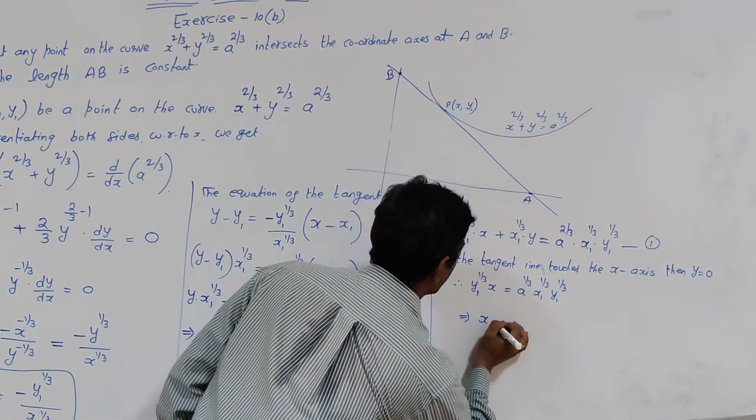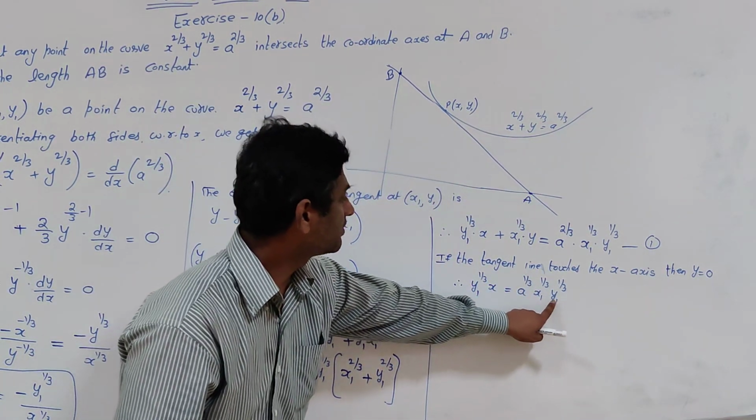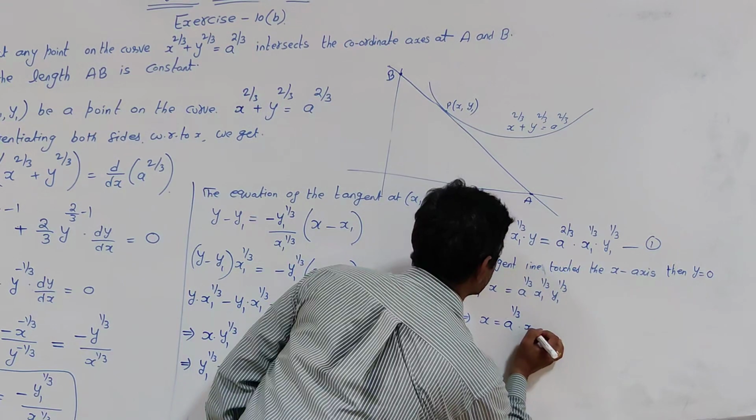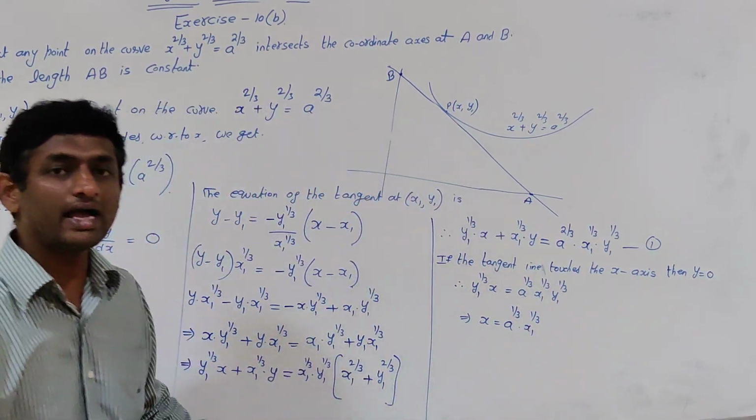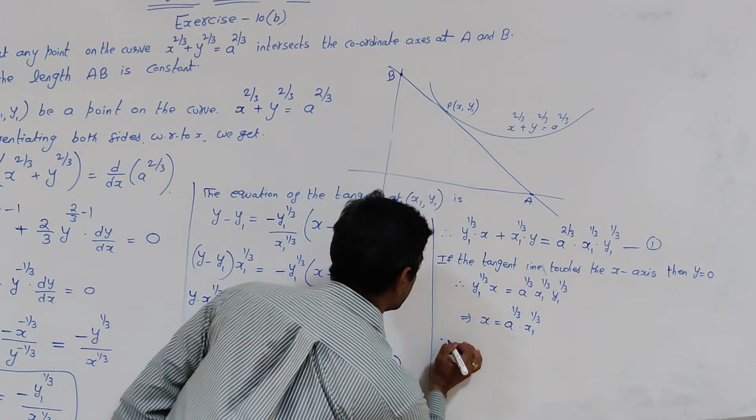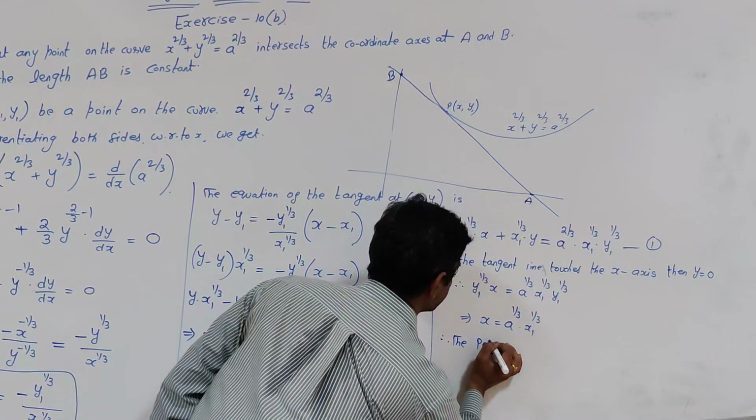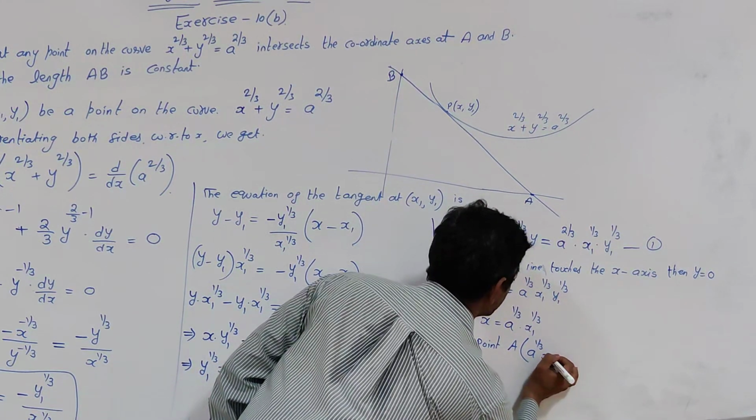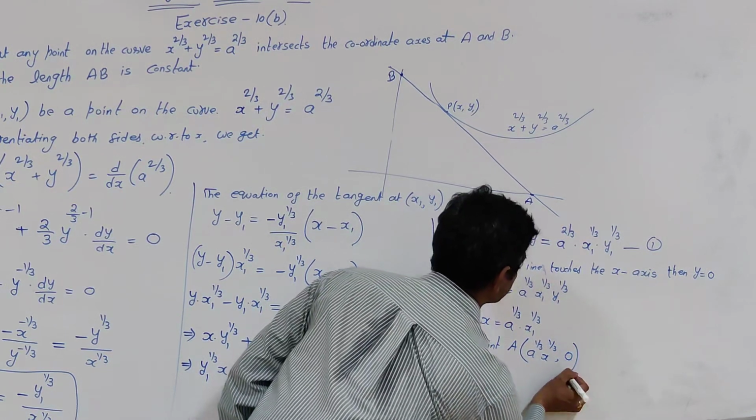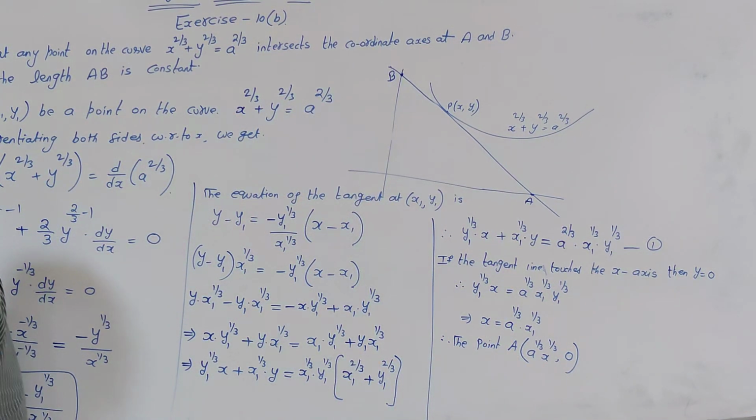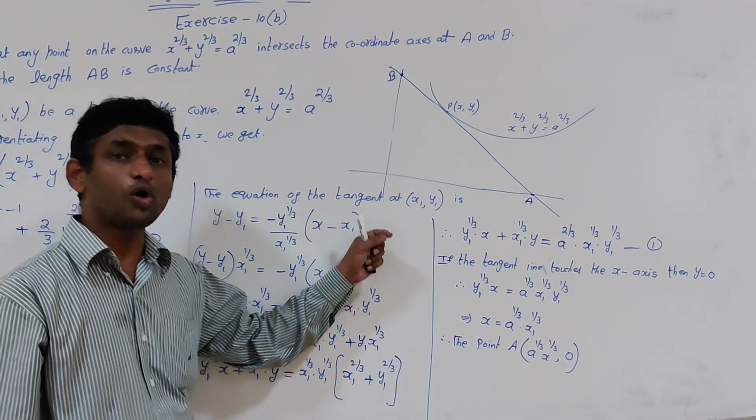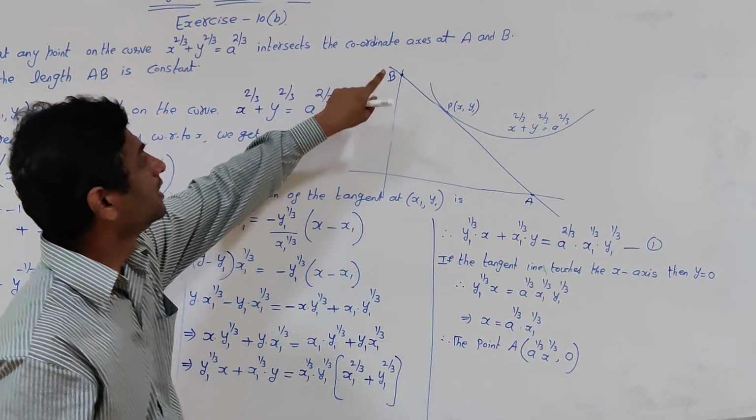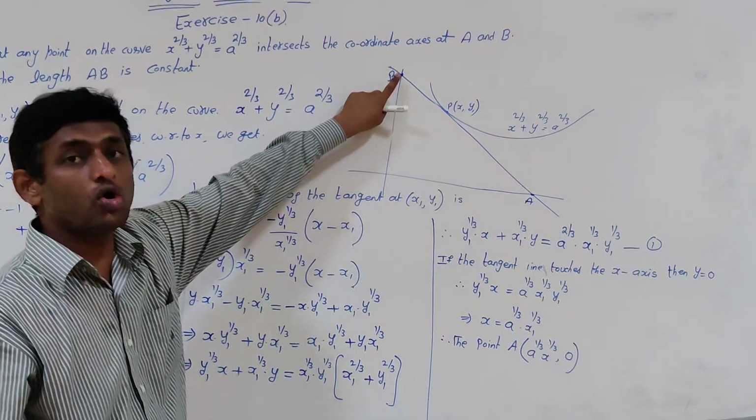This implies x is equal to what from this? y1 to the power of 1 by 3 and y1 to the power of 1 by 3 get cancelled. So it will be a to the power of 2 by 3 into x1 to the power of 1 by 3. That will be the value of x, therefore the point A will be a to the power of 2 by 3, x1 to the power of 1 by 3, comma 0, which is on the x-axis. Similarly, we have to find the point where the tangent line touches the y-axis. On the y-axis the x coordinate will be 0.